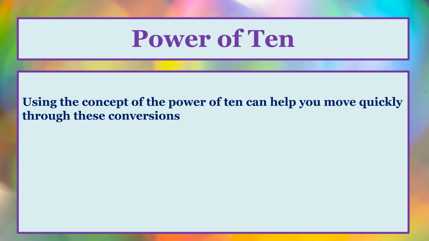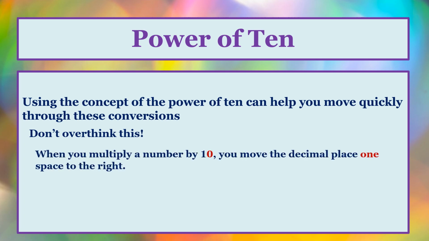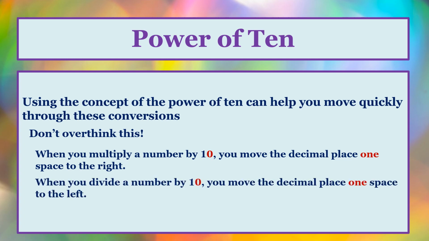Using the concept of the power of 10 can help you move really quickly through these conversions. But be careful not to overthink this. Just remember that when you multiply a number by 10, you move the decimal place one space to the right. When you multiply a number by 100, you move the decimal place 2 places to the right. When you divide a number by 10, you move the decimal place 1 space to the left. And when you divide a number by 100, you move the decimal place 2 spaces to the left.